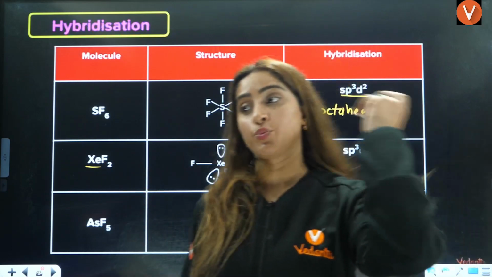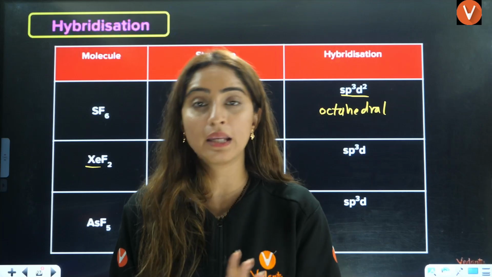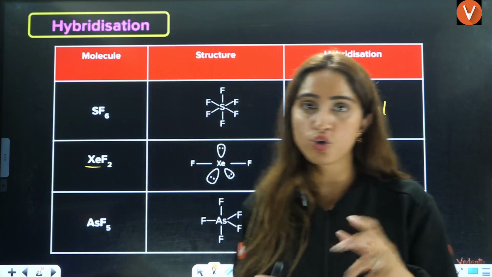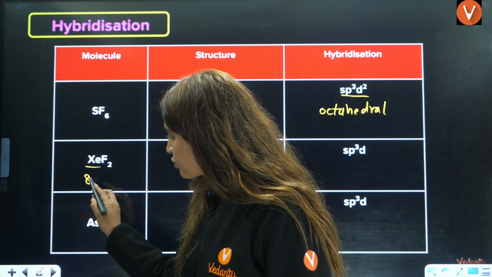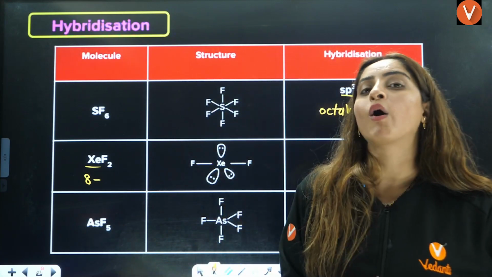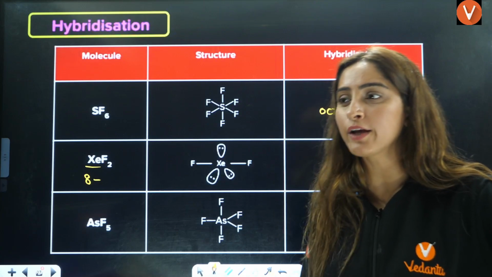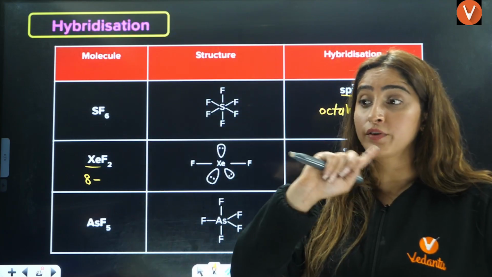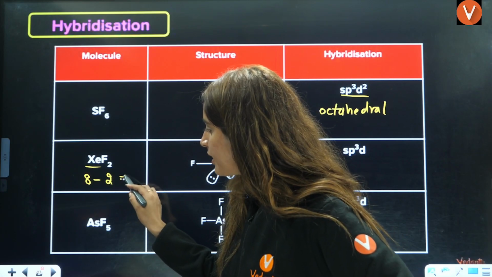Xenon belongs to which group? Anybody in the comment section? Xenon belongs to noble gases, group number 18. 8 outermost electrons. It is bonded to 2 fluorines. Fluorine can form a single bond. It's not like with oxygen where it can form a double bond, but with fluorine it can form a single bond. That means 2 electrons are involved in bond pairs.